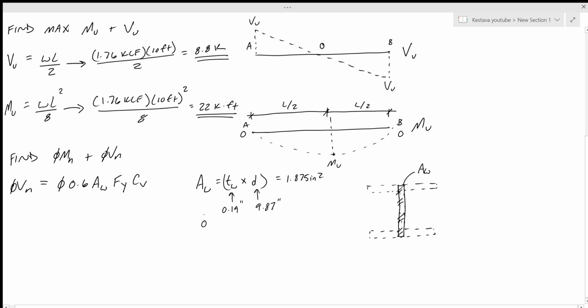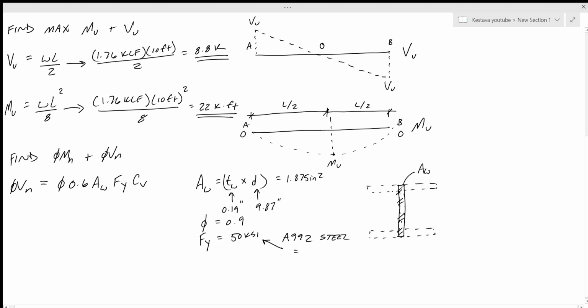Okay. We know that phi typically for shear is 0.9 unless we prove otherwise. And then our Fy, our grade of steel, is 50 ksi. As we do know that all W sections, typically, unless they're very custom, are grade A992 steel, which equals 50 ksi, grade 50. Okay, so we know that.